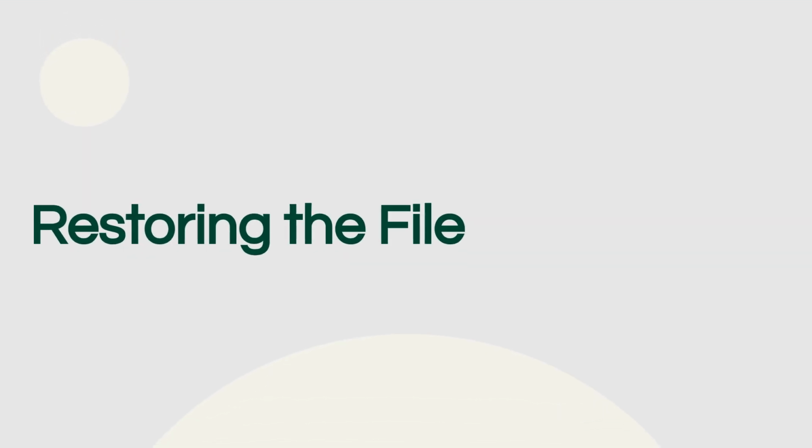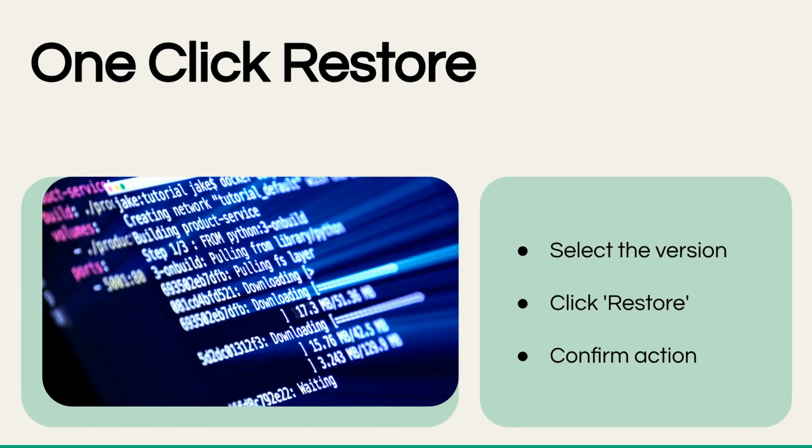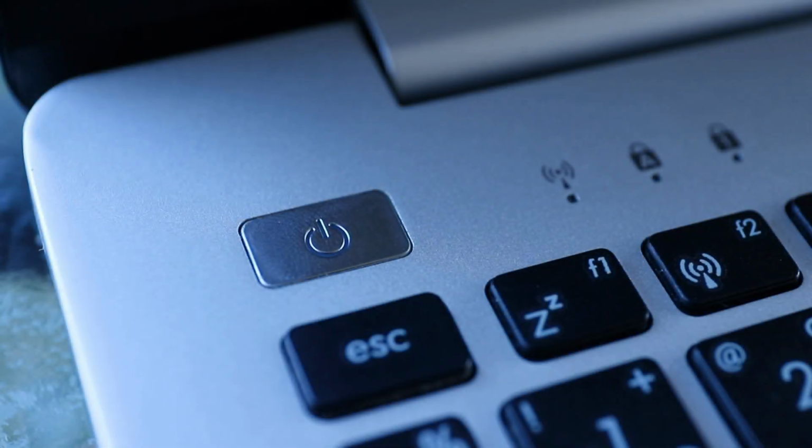Once you've found the version you want, restoring it is the next simple step. Click on the specific version you wish to restore. You will see a Restore button next to it. Click it. OneDrive will usually prompt you with a confirmation. Accept the prompt, and the selected previous version will replace your current file. And that's it. You've successfully restored a previous file version in OneDrive.